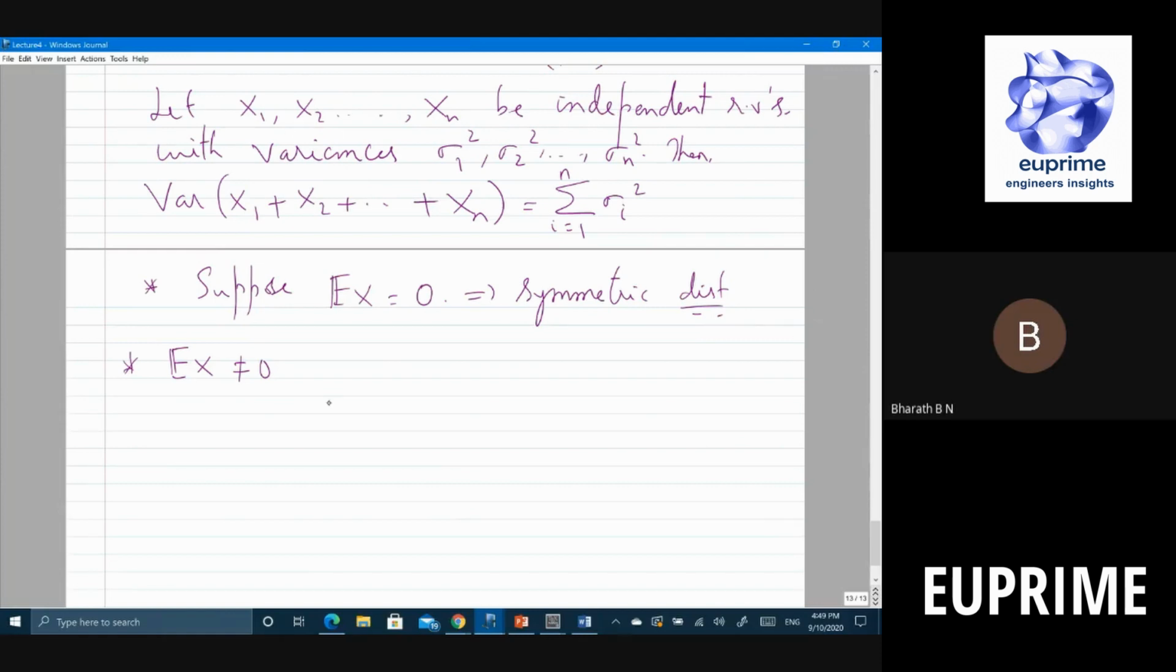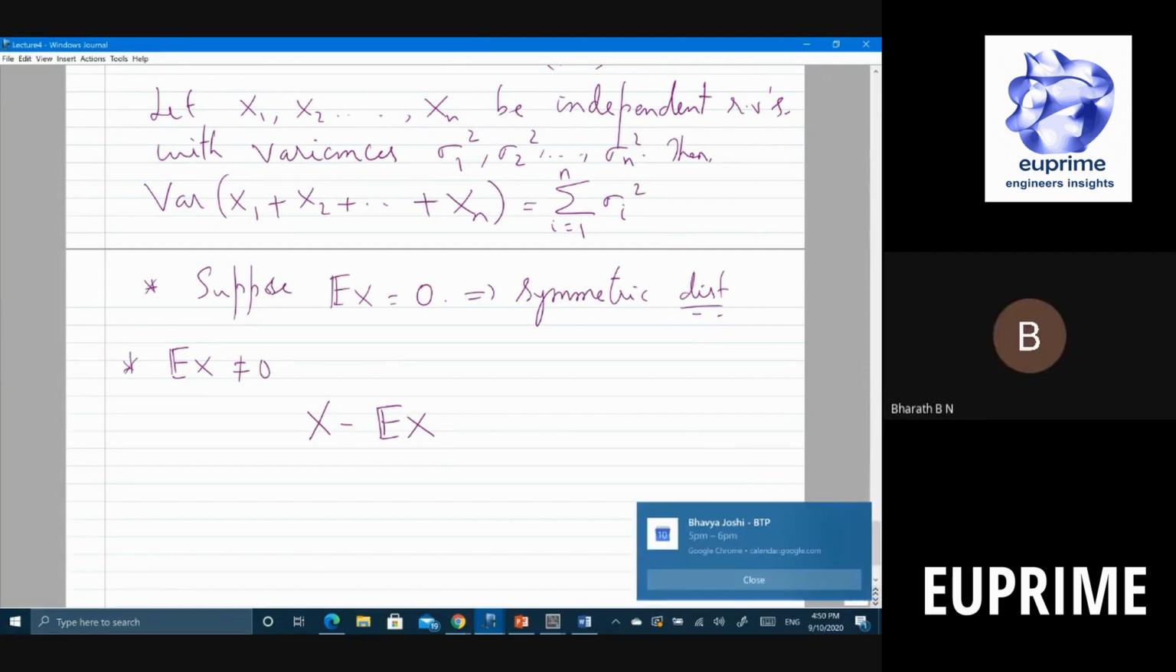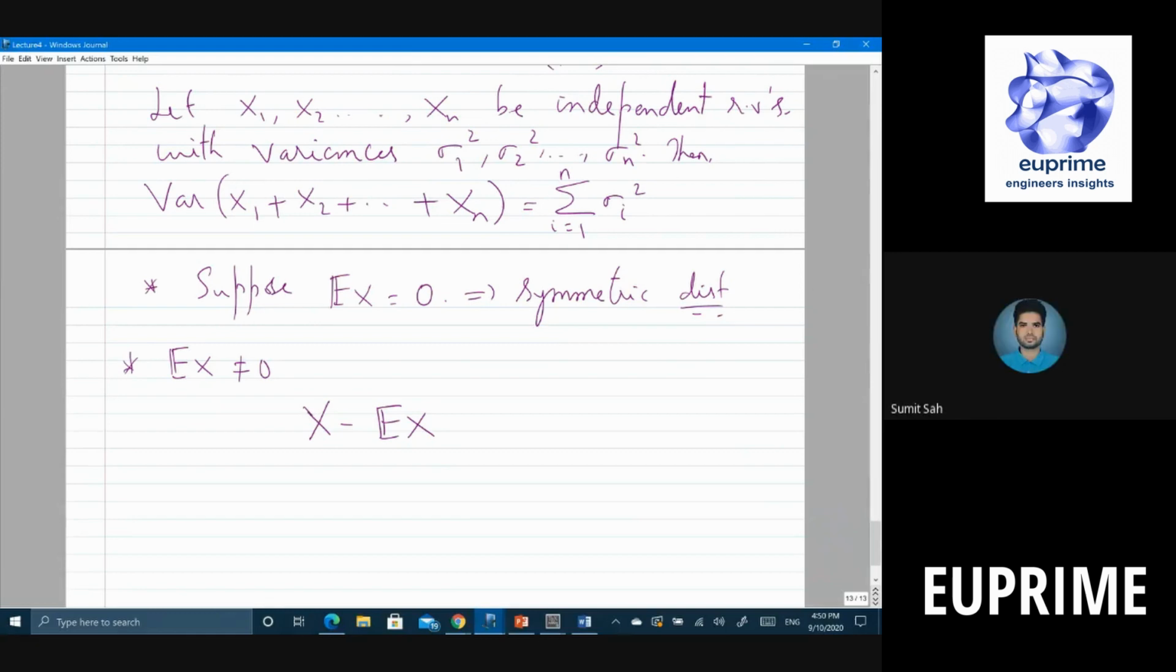Okay. Now you take x minus the expected value of x. What do you get? I've subtracted out the mean. So what is the mean of the expected value of x minus the expected value of x? It is 0, right? So that means the distribution of this new random variable, the PDF, is symmetric. Now if I take the square and take the expected value, it gives you the variance.